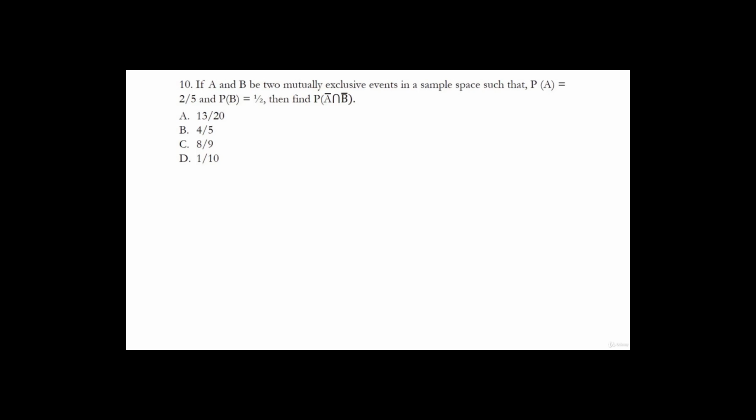If A and B are two mutually exclusive events in a sample space such that P of A is 2 by 5 and P of B is 1 by 2, then find P of A complement intersection B complement. Now we know that P of A complement intersection B complement is equal to P of A union B the whole complement.